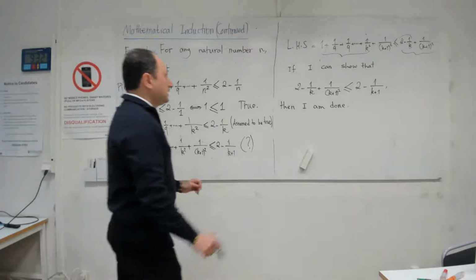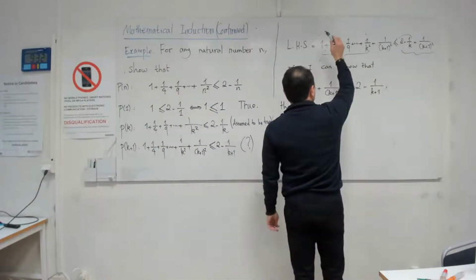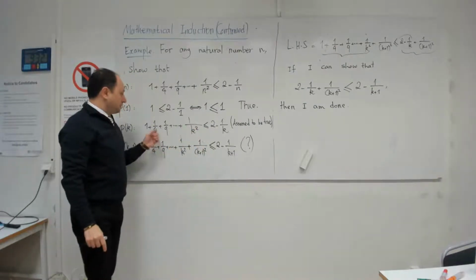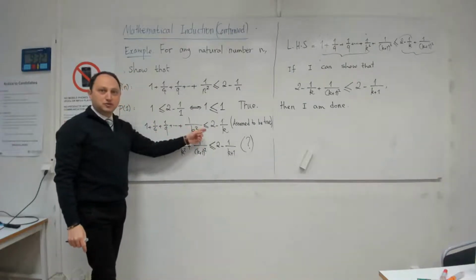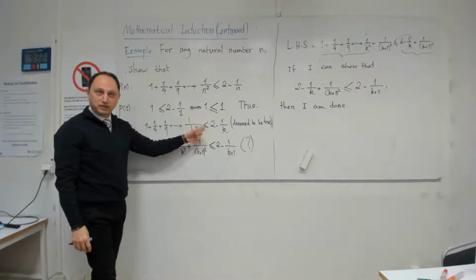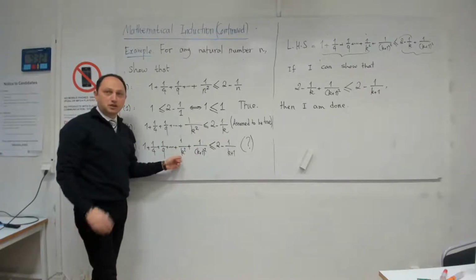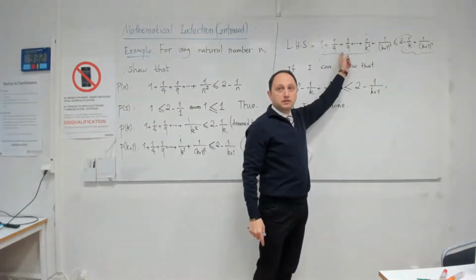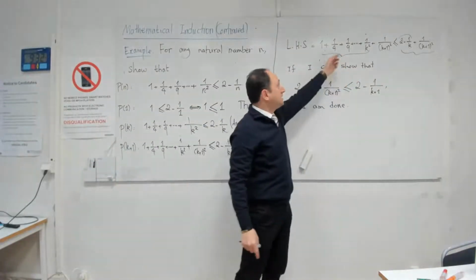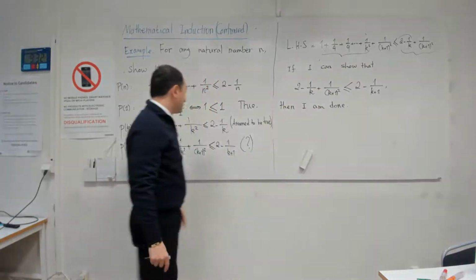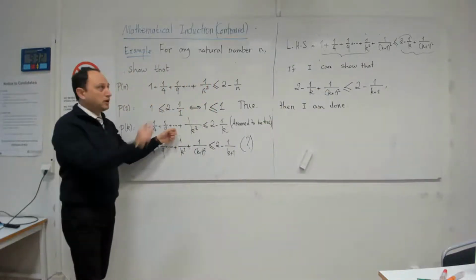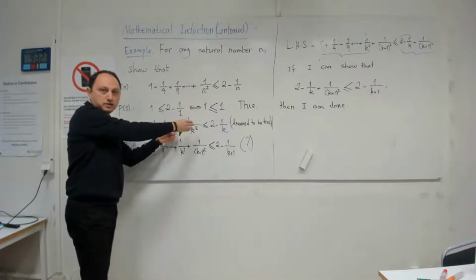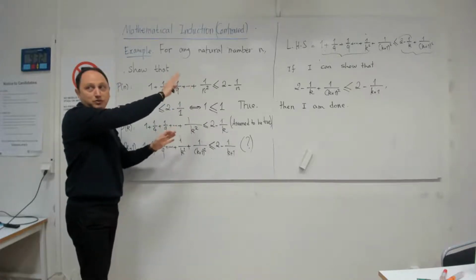See the logic? Let me ask you something. Do you trust this inequality? Let us repeat everything. Do you trust this inequality, yes or no? Yes. Everyone, yes. Because this is a consequence of this inequality, by adding the same number 1/(k+1)^2 to both sides. That is also trustable.